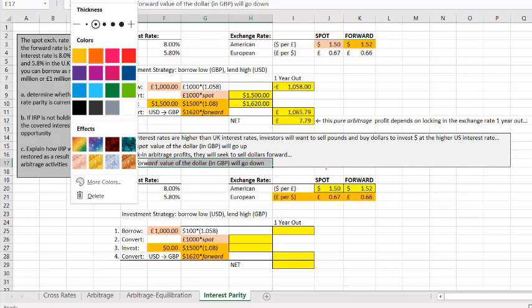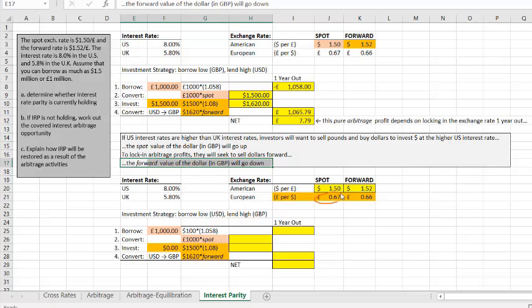So let's summarize here. The pound price of the dollar in the spot market is going to go up, but in the forward market, the pound price of the dollar is going to go down. These are the changes that we're going to be looking for. So this time we're also going to manipulate the spot and forward prices.